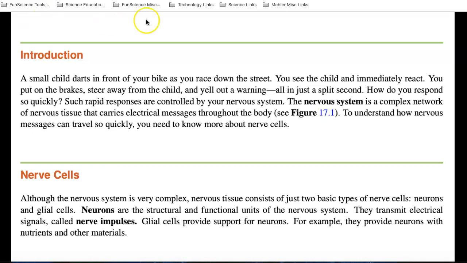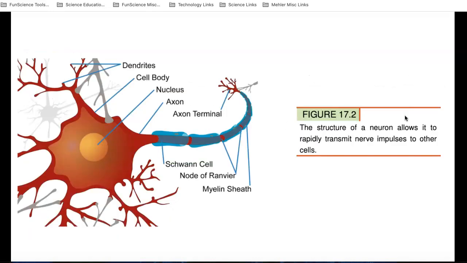Look at this sentence here. The nervous system is a complex network of nervous tissue that carries electrical messages throughout the body. And to understand how the messages can travel so quickly, we need to know about nerve cells. So that's what we're going to be talking about, nerve cells or neurons.